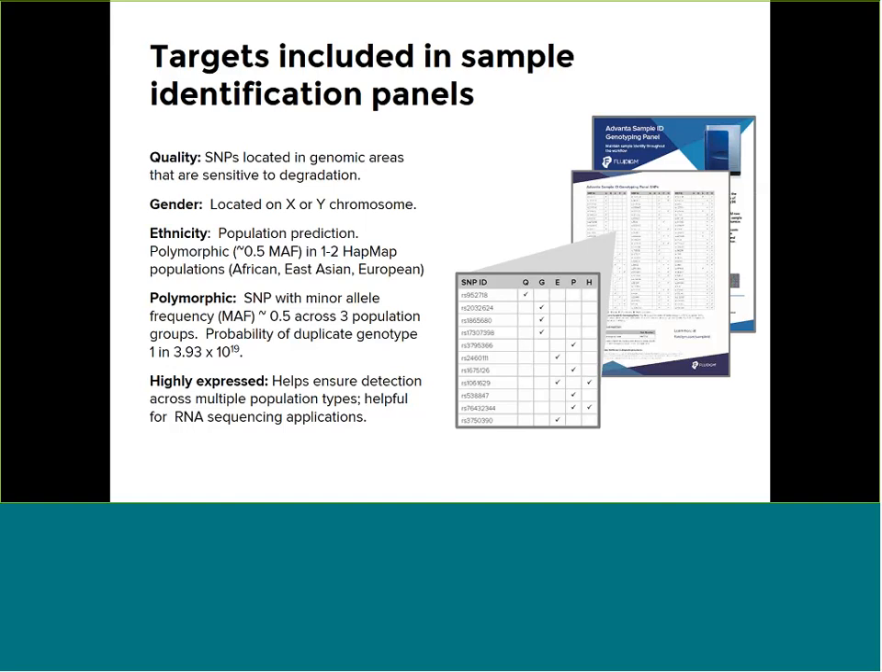Within our newest sample identification panel, which we call Advanta Sample ID, that panel contains SNP targets located in highly expressed genes, which can be applied to whole exome sequencing studies and even RNA sequencing applications. So overall, when combined, data from all the SNP targets within each panel can be used to assign a molecular identity to fingerprint each sample, which can then be further used to identify mix-ups, swaps, contamination. You can also use that information to trace to downstream results, and you can even use it for tumor normal pairing.